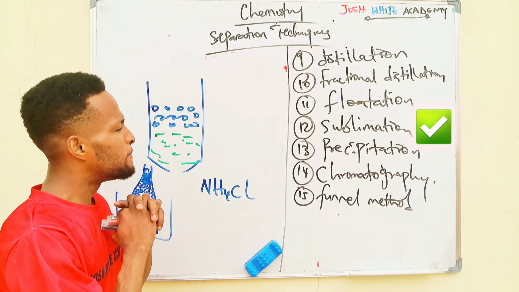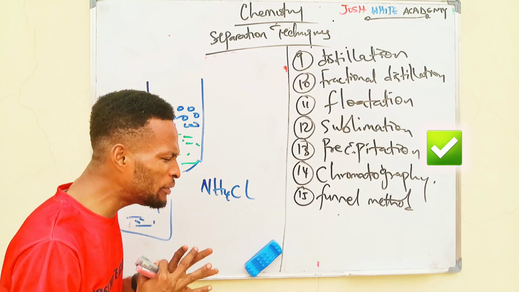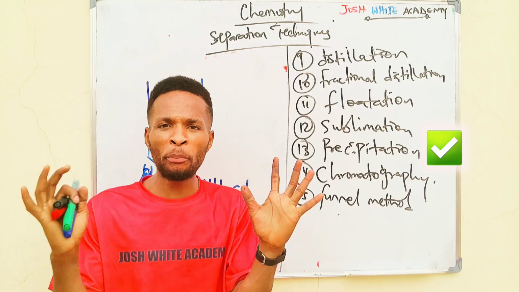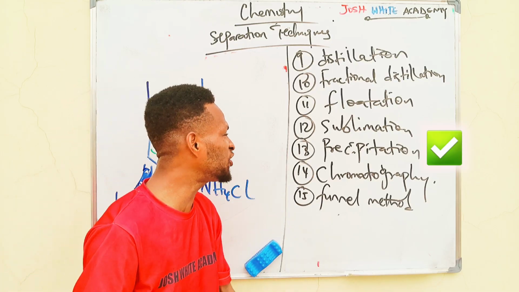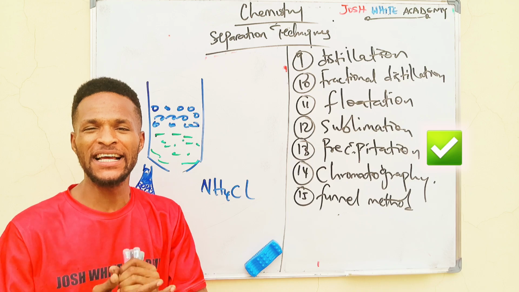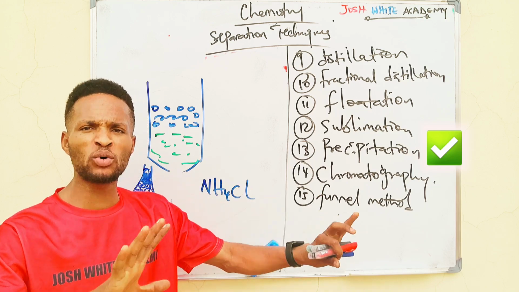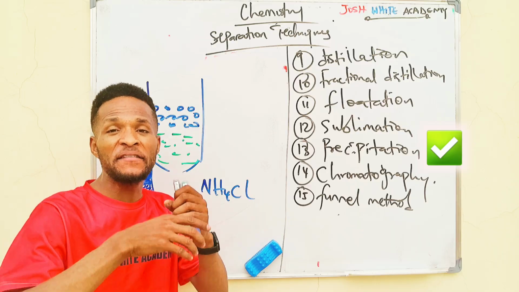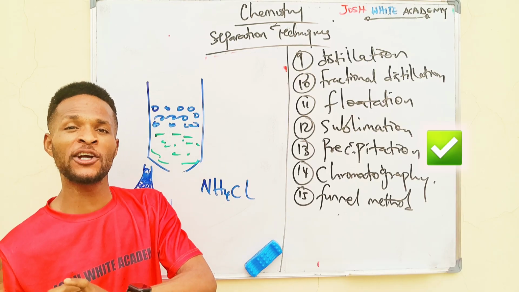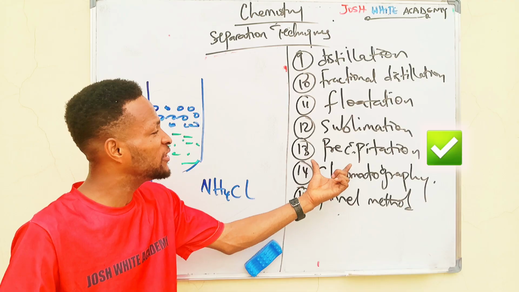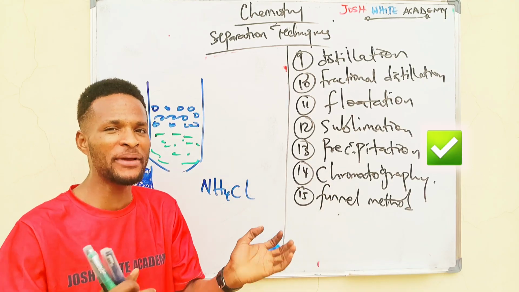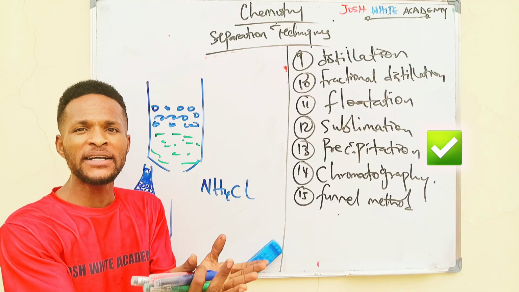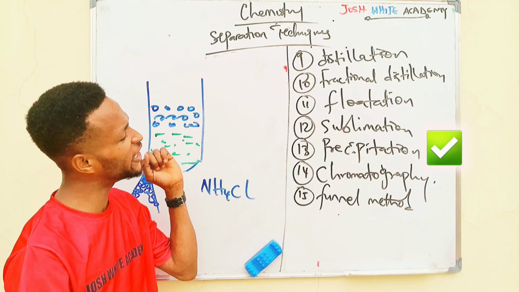Next, we have precipitation. Please take note, for exam purposes, precipitation is the separation technique that requires a chemical process. Remember, we defined separation techniques as physical methods used in separating the components of a mixture, but precipitation is a chemical process. So it can be asked, among all of the following, which one uses a chemical process in separating the components of a mixture? The answer is precipitation.